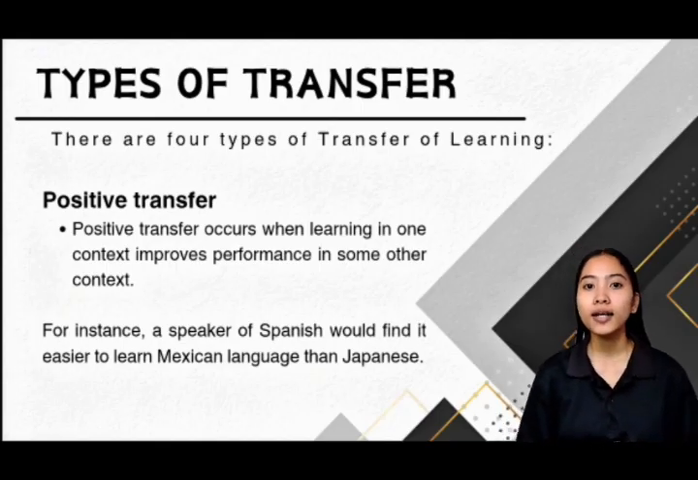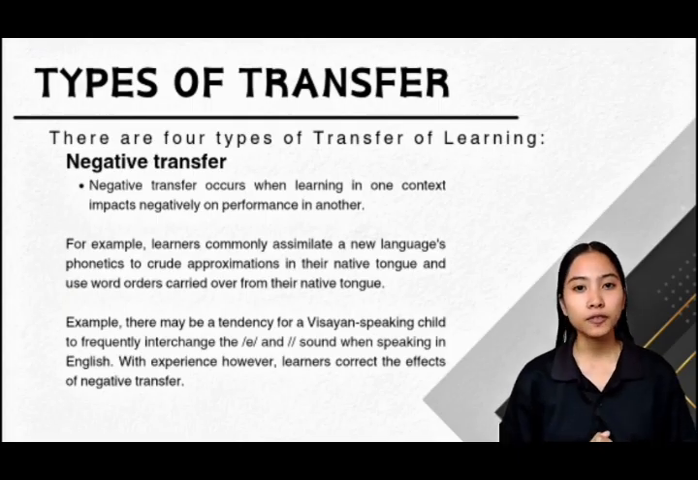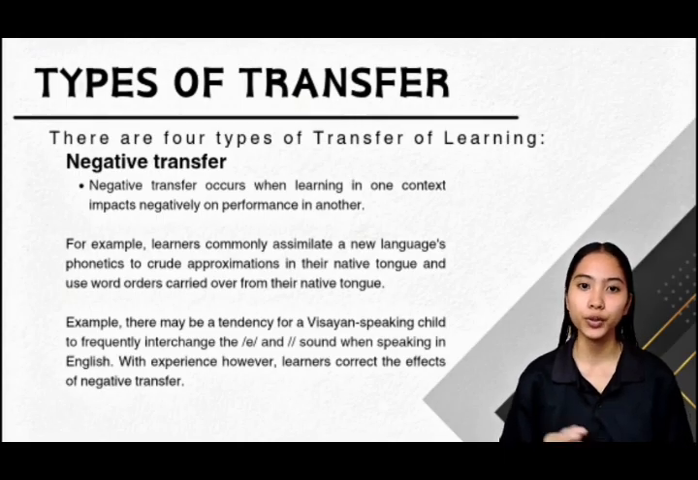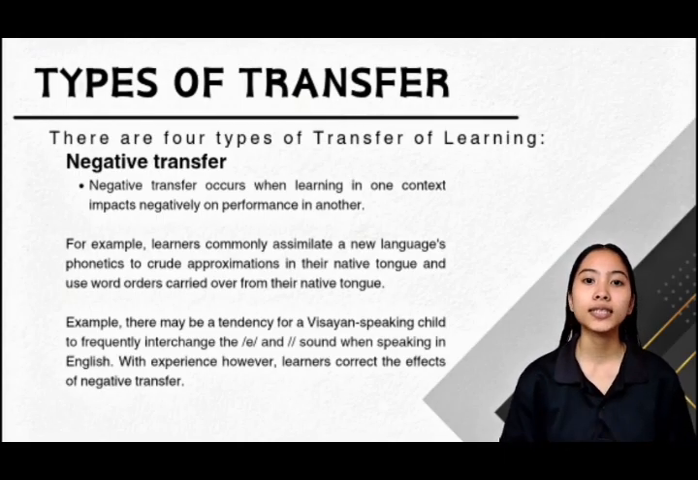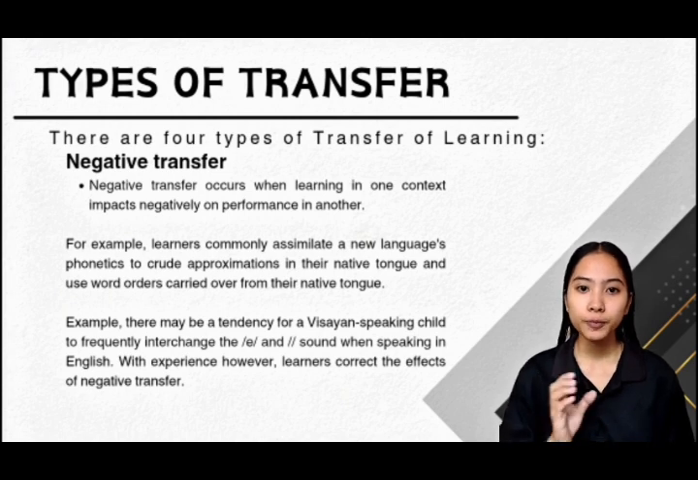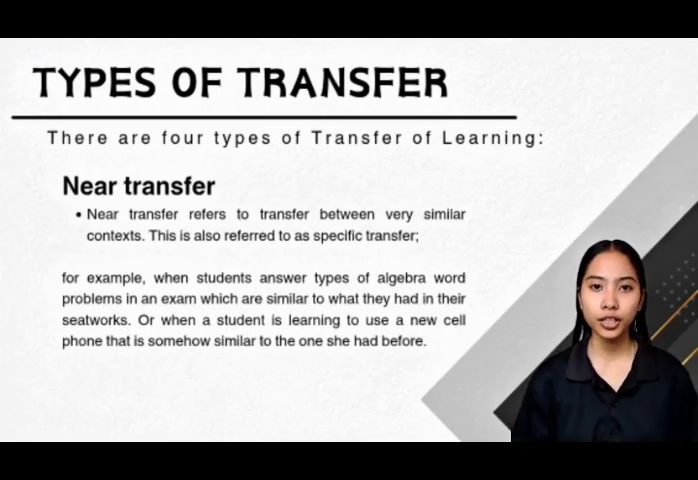So, the second type of transfer is the negative transfer. Negative transfer occurs when prior learning interferes with new learning. For instance, a learner may carry over their native language's pronunciation or grammar patterns when speaking a new language, which can affect accuracy. So, the third one is near transfer.